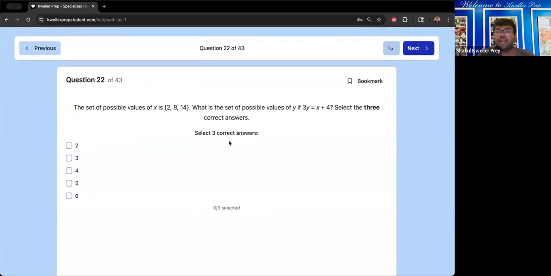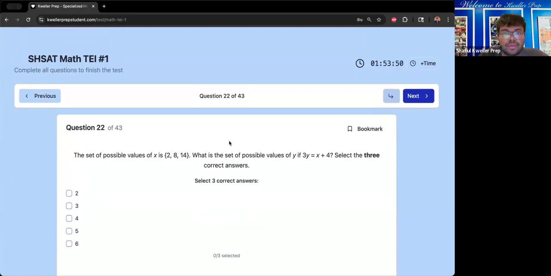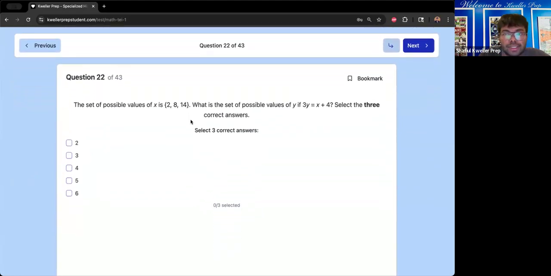The set of possible values for x is 2, 8, 14. What is the set of possible values of y if 3y equals x plus 4? We did a problem like this, so I'm not going to go through it, but basically the idea is you plug in each value for x in the equation to solve for y. Let's move on.